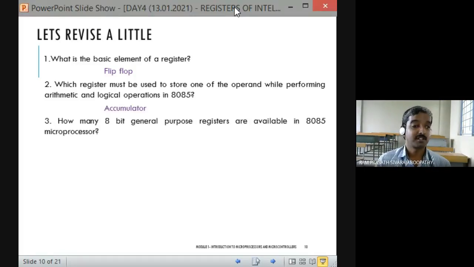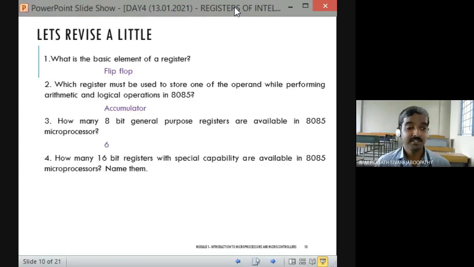So the accumulator register. How many 8-bit general purpose registers are available in the 8085 microprocessor? Can you type it in the chat? 6 is the correct answer. Many of you are typing 6 in both classes. Okay, that's the correct answer.